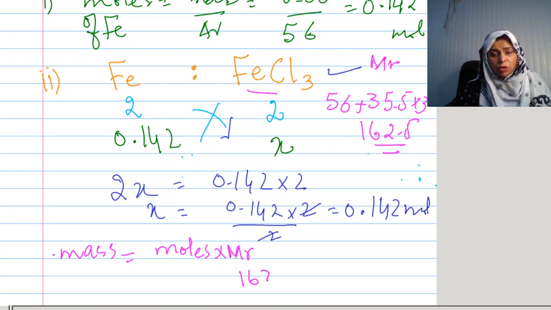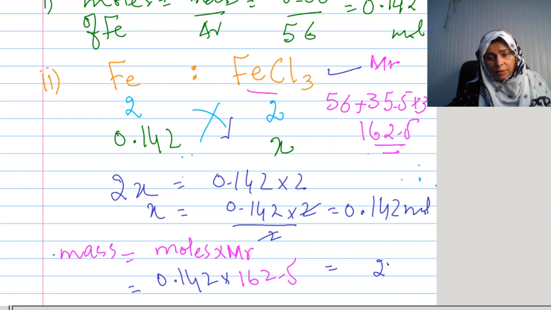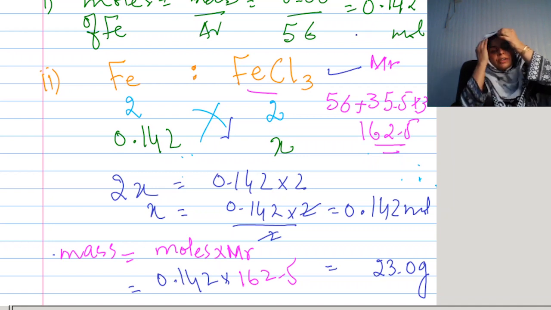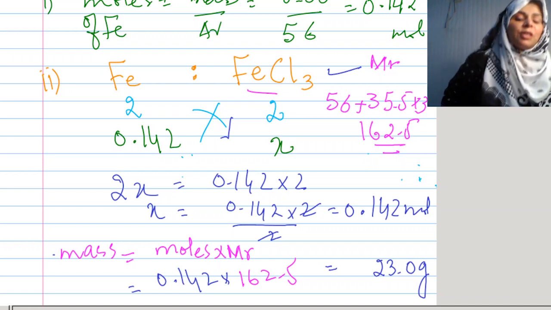So Mr is 162.5, and we have the number of moles, that is 0.142. Multiply by 0.142, then the answer is 23.0 grams. So guys, this is the way through which you will be able to calculate moles of solids. So don't get tired. We are going to practice the moles of gases now. That is so easy. If you have learned this very well, then that will be the easiest for you as well. So move towards the next, that is the moles of gases.